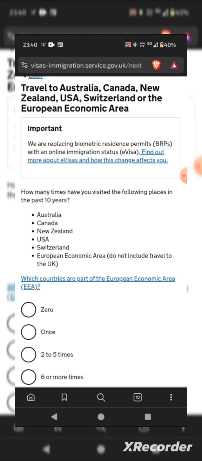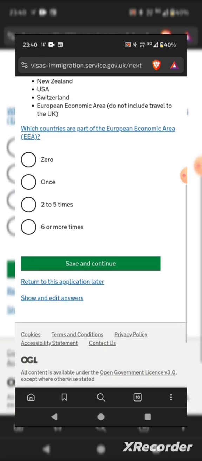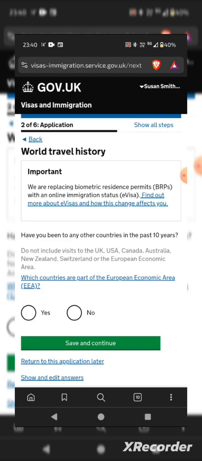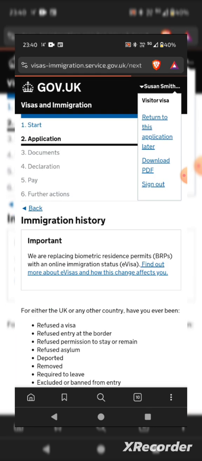These other countries here, Australia, whatever, all these countries, they do have links to the UK, and I think they share the same immigration history. They have a system. So if you have, you write it there and all of that. If you have not, take zero times. Save and continue. If you have other travel history countries, you put it here. Yes, you take the year that you entered the country, when you left, all those things. If you have not, take no, save and continue.